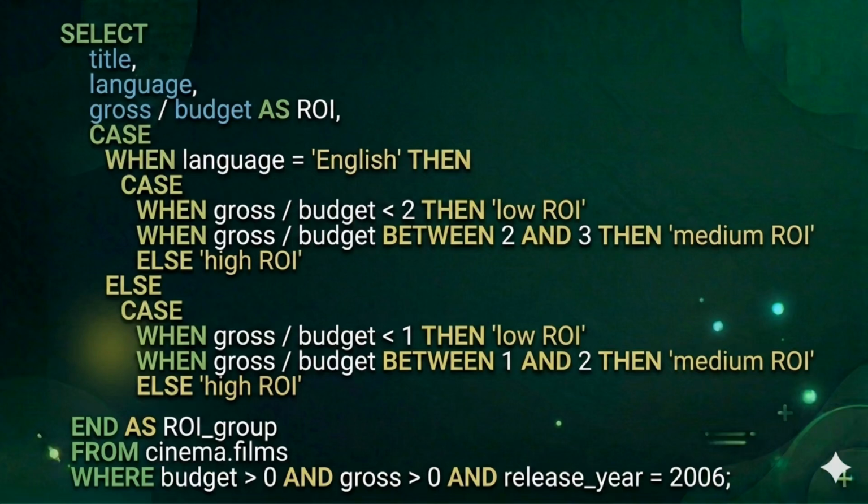The data is then selected from cinema.films. Finally, we apply filters using the WHERE clause. Budget must be greater than 0, gross must be greater than 0, and the release year should be 2006. This example clearly shows how nested CASE statements allow you to apply different logic based on multiple conditions, making your SQL queries more powerful and flexible.